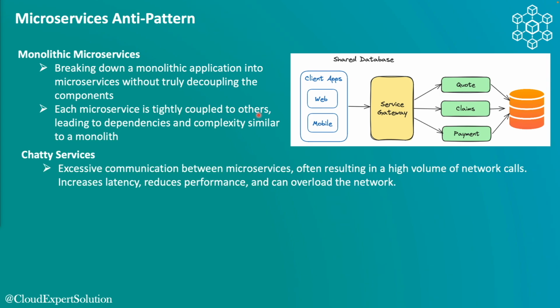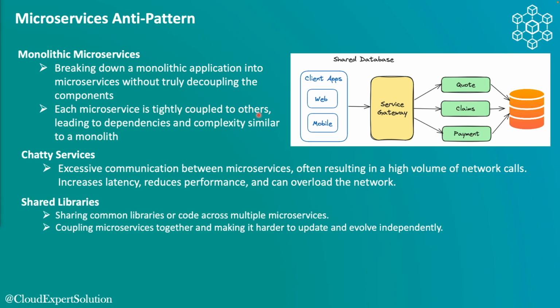Then chatty services. Let's say all your internal services are communicating excessively. That can often lead to a high volume of network calls. It can increase the latency, it can reduce the performance, and it can overload the network. If you have chatty services, or if you need a tedious amount of inter-service communication, maybe those two services are not a perfect candidate for a microservice.